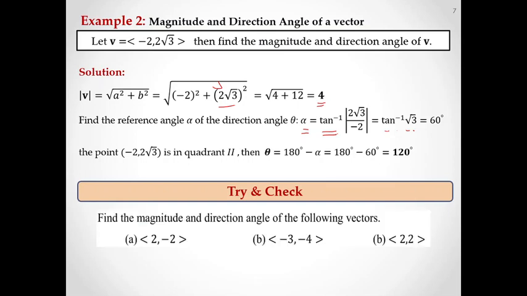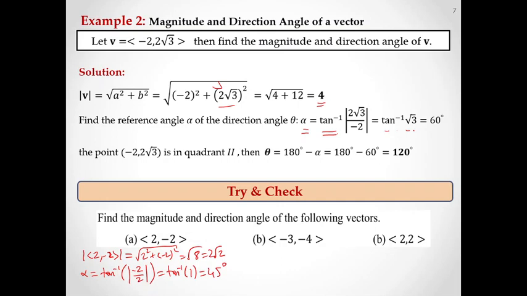Okay, let's try and check. Find the magnitude and the direction angle of the following vectors. The magnitude will be 2 squared plus minus 2 squared, and take the square root. That will be square root of 8, which gives you 2 square root 2. And the reference angle will be what? The reference angle will be tangent inverse of the absolute value of minus 2 over 2, which is B over A, so tangent inverse 1, which is 45 degrees.